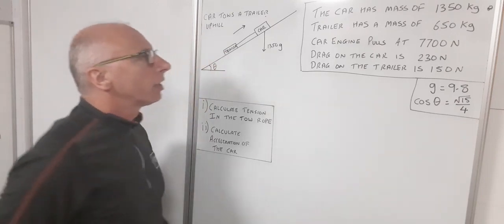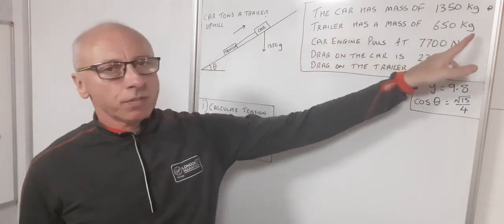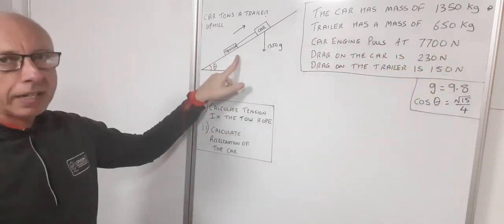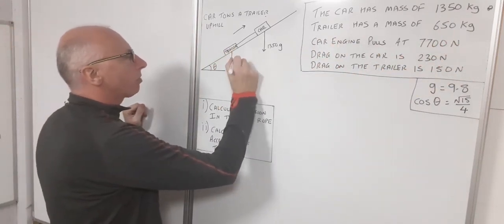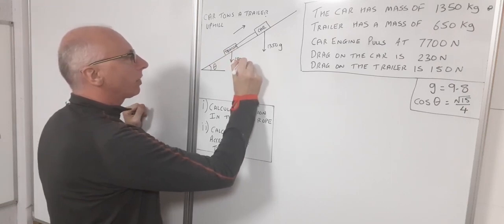So that's done. Now the trailer has a mass of 650 kilos. So we can fill that in, same principle. Gravity is acting on the trailer, 650 is the mass, times the gravitational constant.